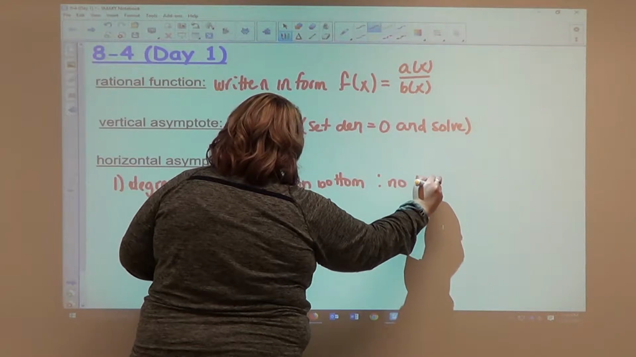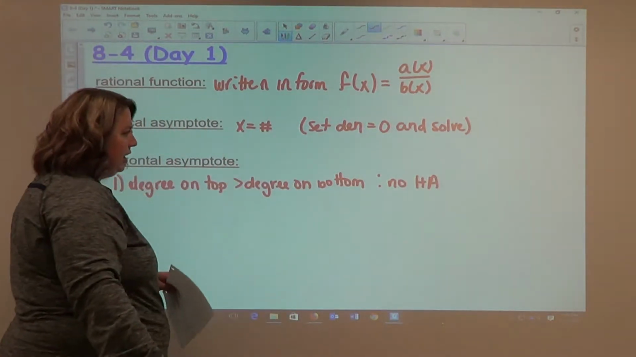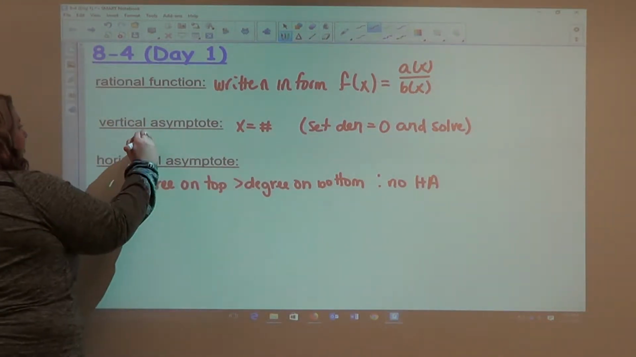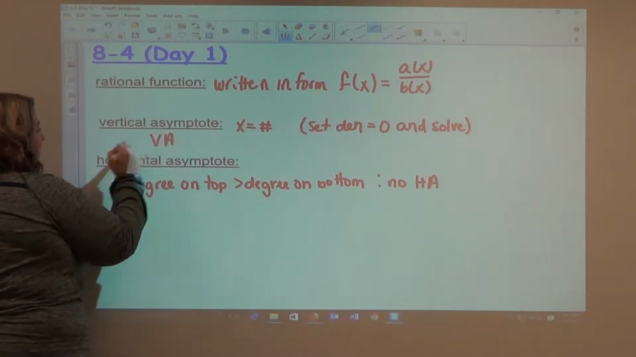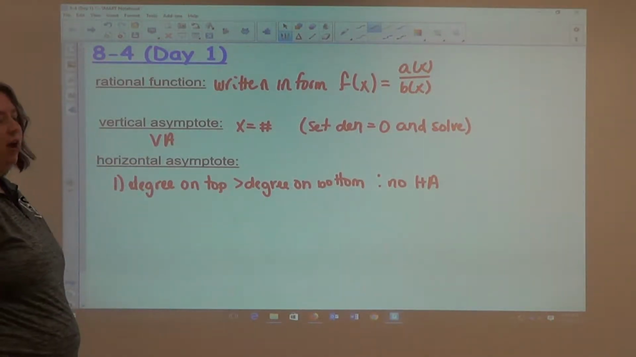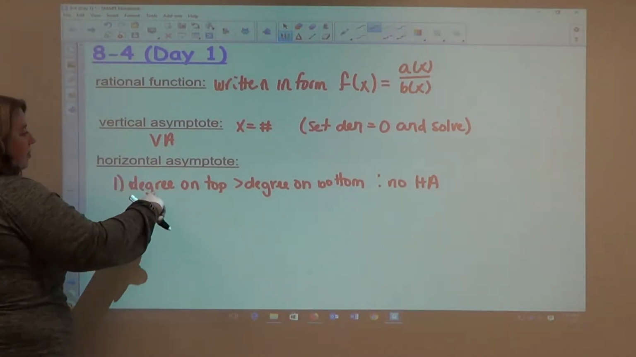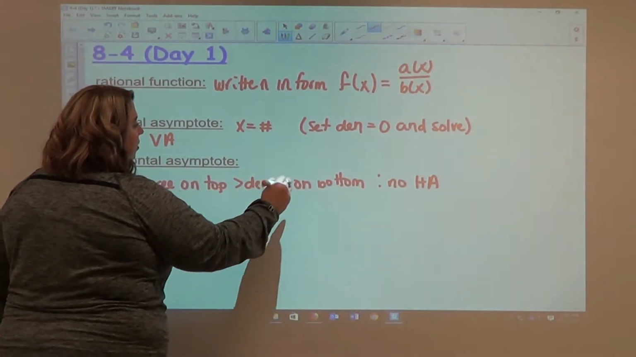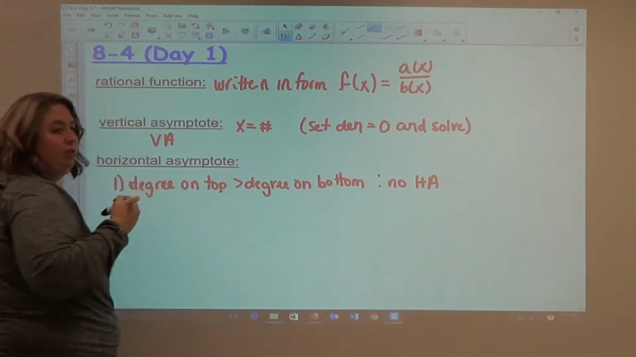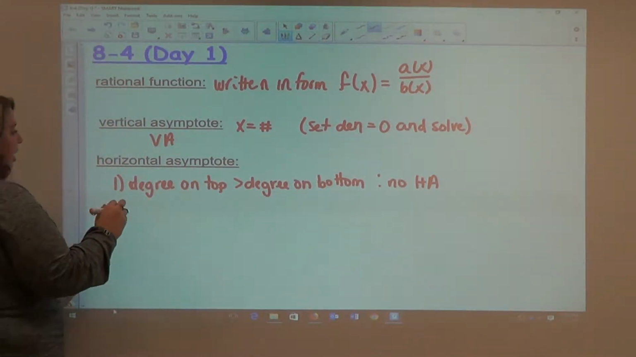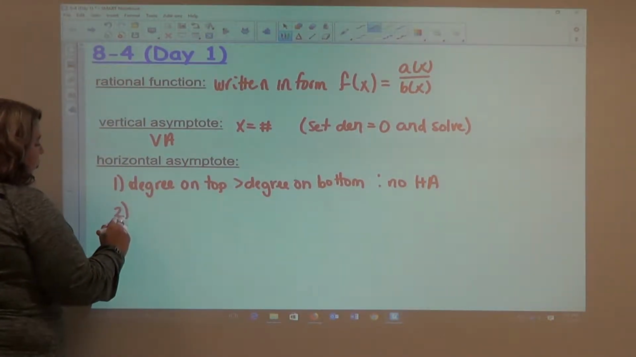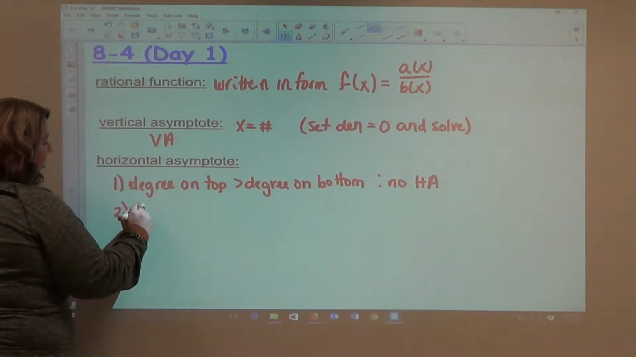And I'm going to label horizontal asymptote HA, and I always label vertical asymptote as VA. That way I don't have to write it all the way out. These have something called a slant asymptote. I'm not going to make you do slants, so this one really doesn't apply to you. So the other 2 rules are the ones you're going to have to check.